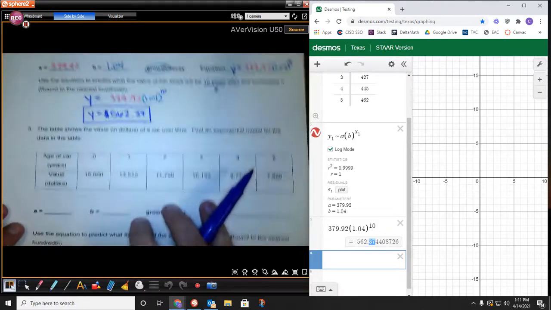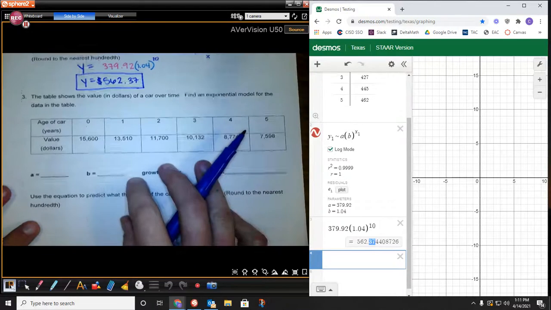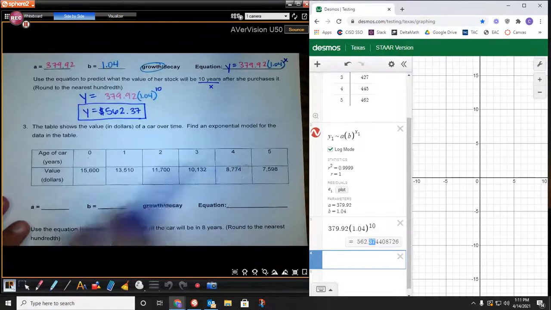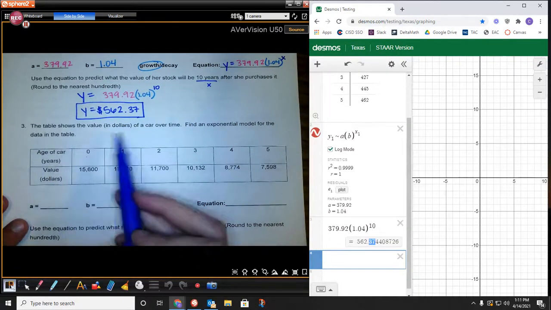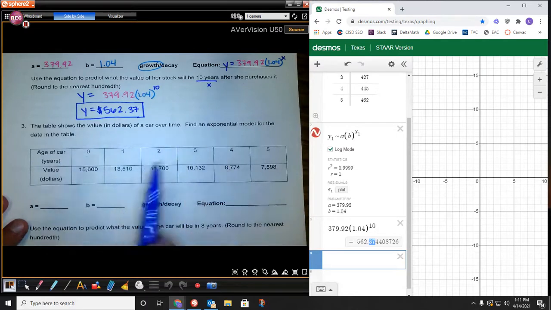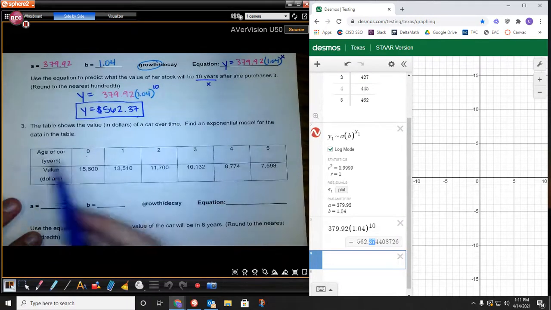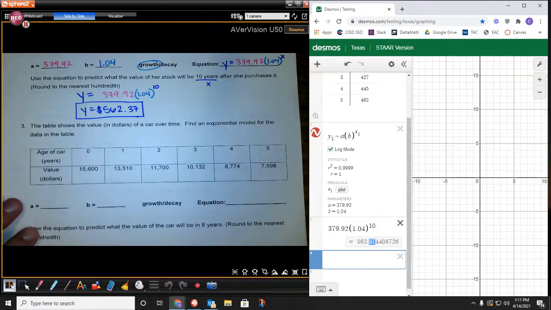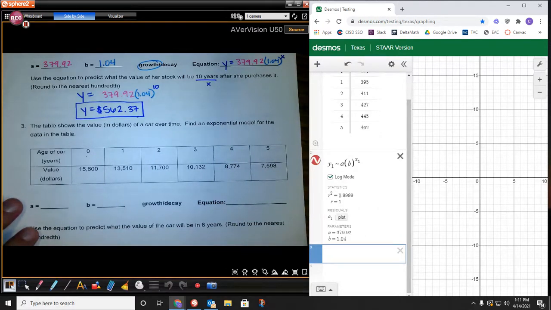All right. Now, the last one that we're going to do together today is about these cars. This table shows the value in dollars of a car over time. So it makes sense that the car value is decreasing, guys. Cars decrease in value over time. Find an exponential model for the data in the table. So I'm going to go back over here. I'm going to clear out everything we just did.